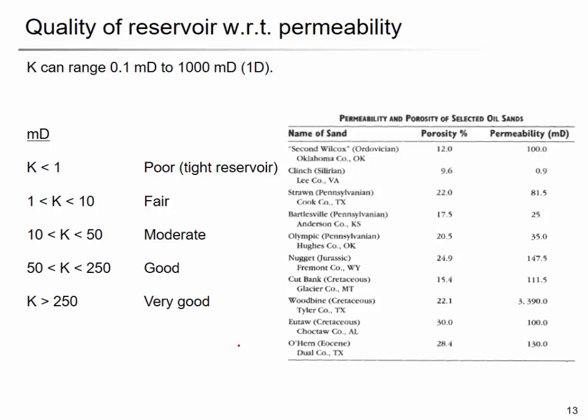And the quality of the reservoir can be categorized with respect to permeability. Generally, the absolute permeability of the reservoir ranges from 0.1 millidarcy to 1 darcy. And when the permeability is less than 1 millidarcy, it's called a tight reservoir, which is very poor quality. And in this case, there should be fractures to produce the oil and gas economically. And when the permeability is larger than 200 millidarcy, it's called very good quality.